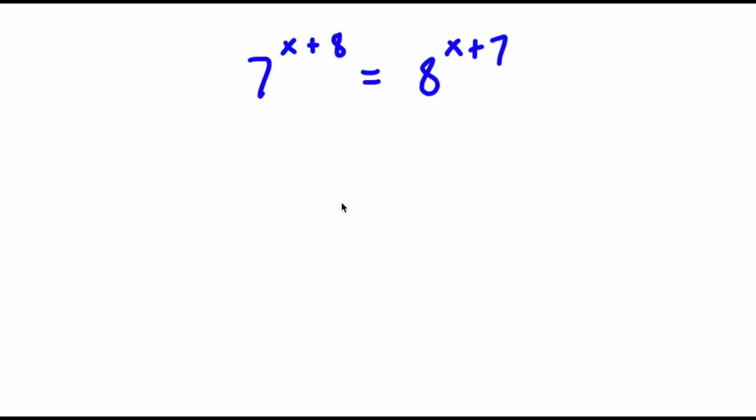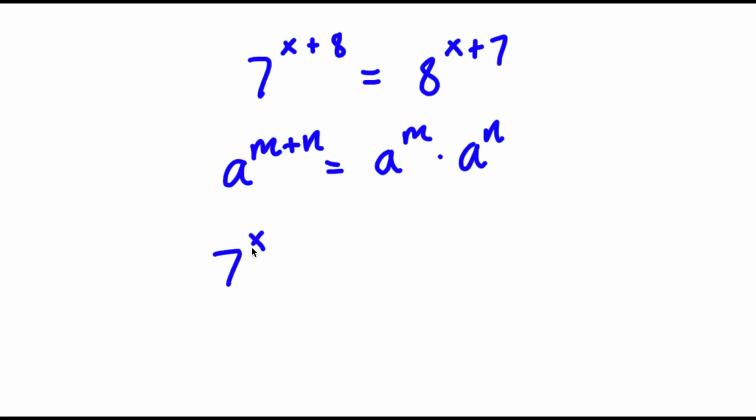Alright, so in this problem, I have 7 to the power of x plus 8 is equal to 8 to the power of x plus 7. So to start, if I have something in the form a to the power of m plus n, this is equal to a to the power of m times a to the power of n. So 7 to the power of x plus 8, that's going to equal 7 to the power of x times 7 to the power of 8.